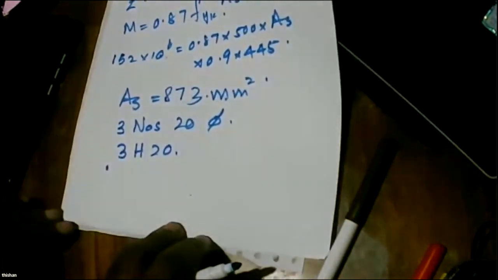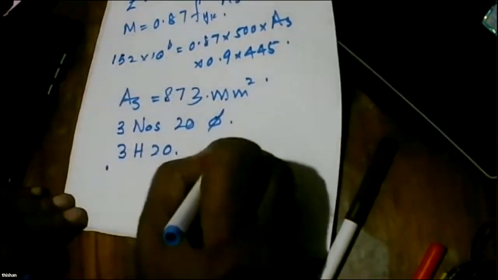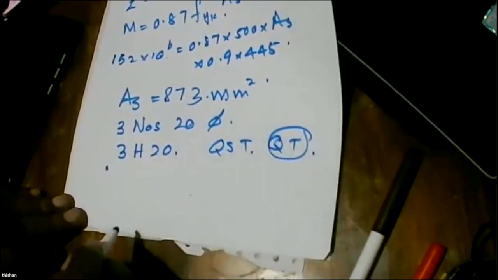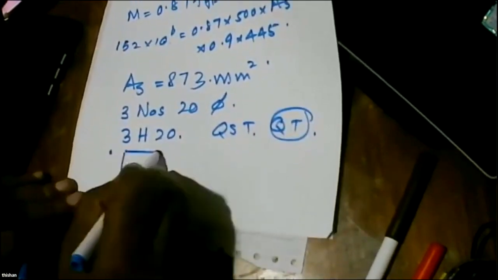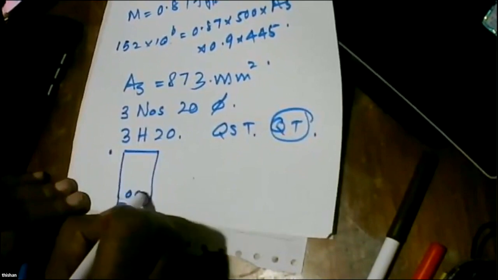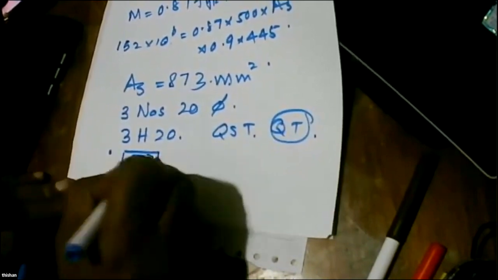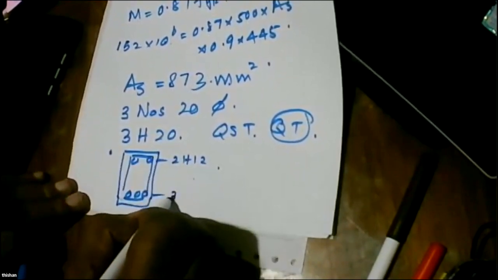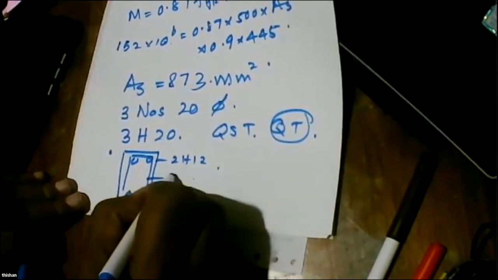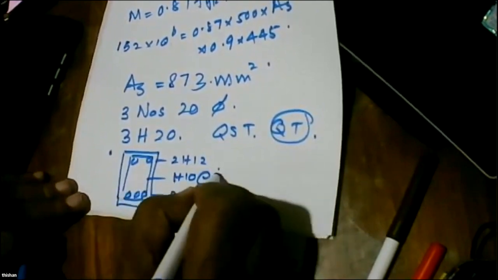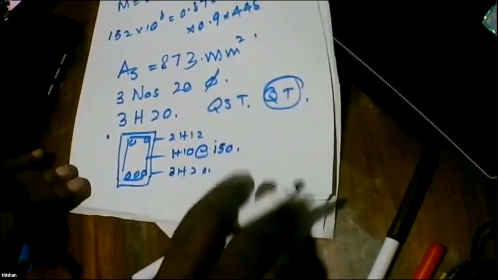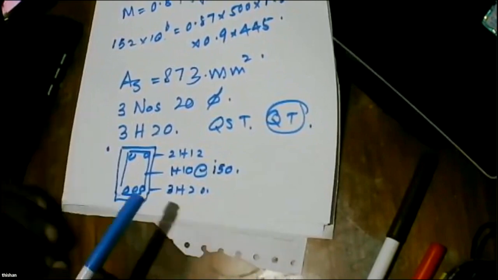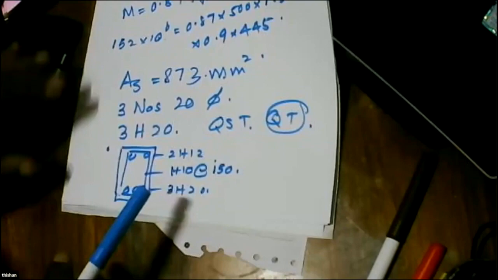We call it H, not T, because they are high yield QST bars, quench and self-tempered bars, so QST in shortened form. So here you might get 2H12, here you get 3H20, and H10 at 150 as the link. So you get all this and the design is over. So you can find the reinforcement, right?